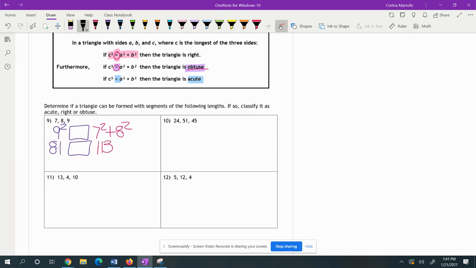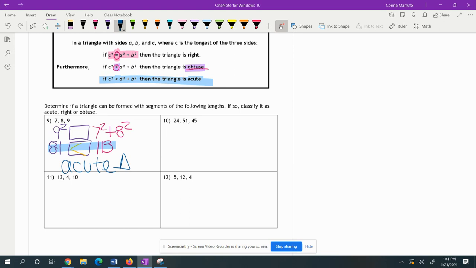Then we're going to fill in the sign. Between 81 and 113, 81 is less than 113. When you have less than, that means that you have an acute triangle. So this is going to be an acute triangle.